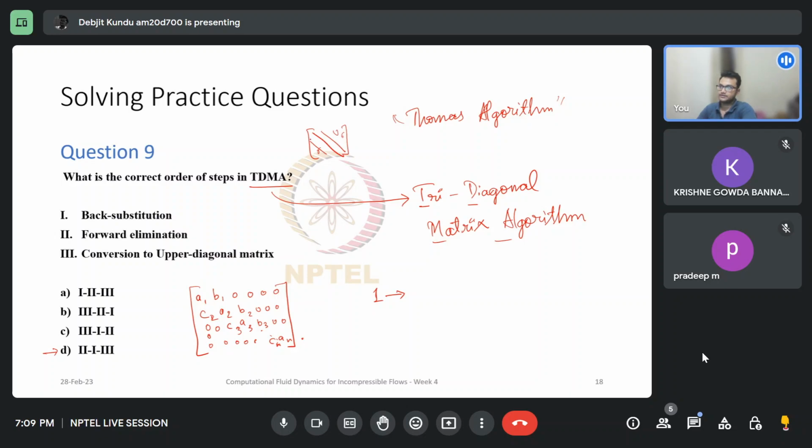So basically, the matrix looks like there are three diagonals. One diagonal is this main diagonal, the Ai's are the main diagonal. Then I have this, which is called a super diagonal, and the one below it is called a sub diagonal. So this is what a tri-diagonal matrix is. Now what is the algorithm? In the algorithm, what is the first step?